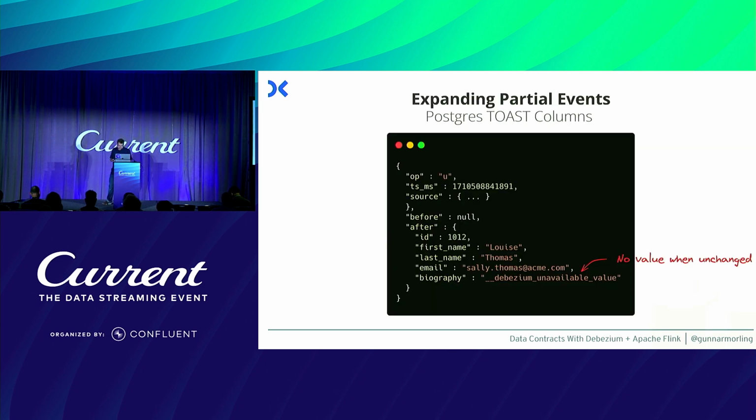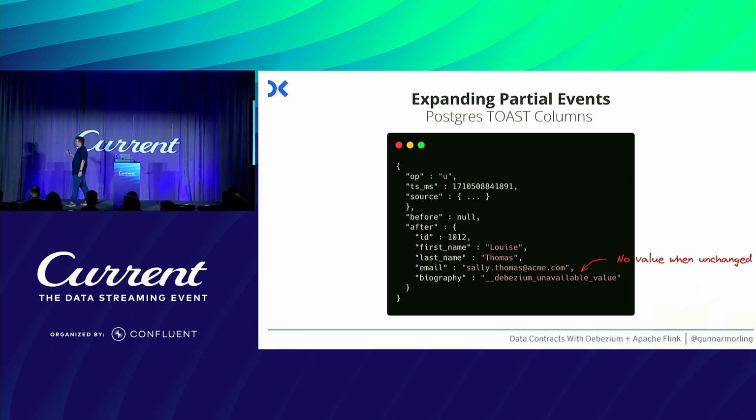All right. What else can we do? Well, that's also a classic one, in particular for those of you who use Debezium with Postgres. In Postgres, you have this notion of TOAST columns. Essentially, these are large columns which have a large binary or large character payload, larger than 2 kilobytes or something like that.